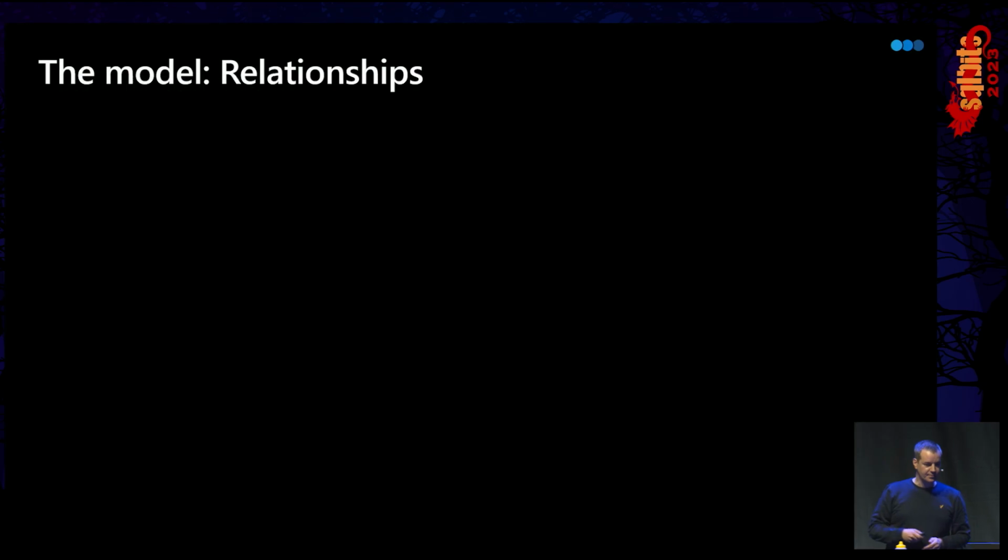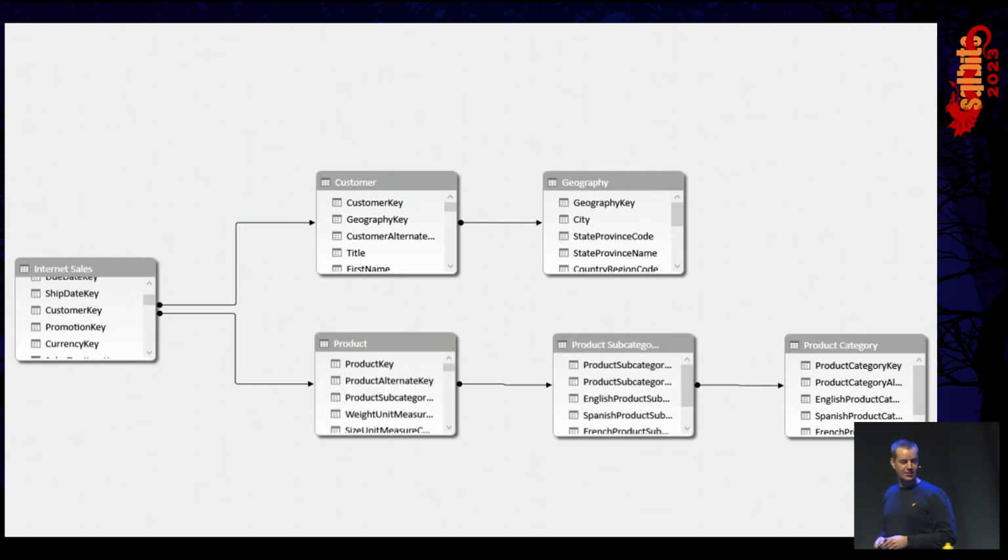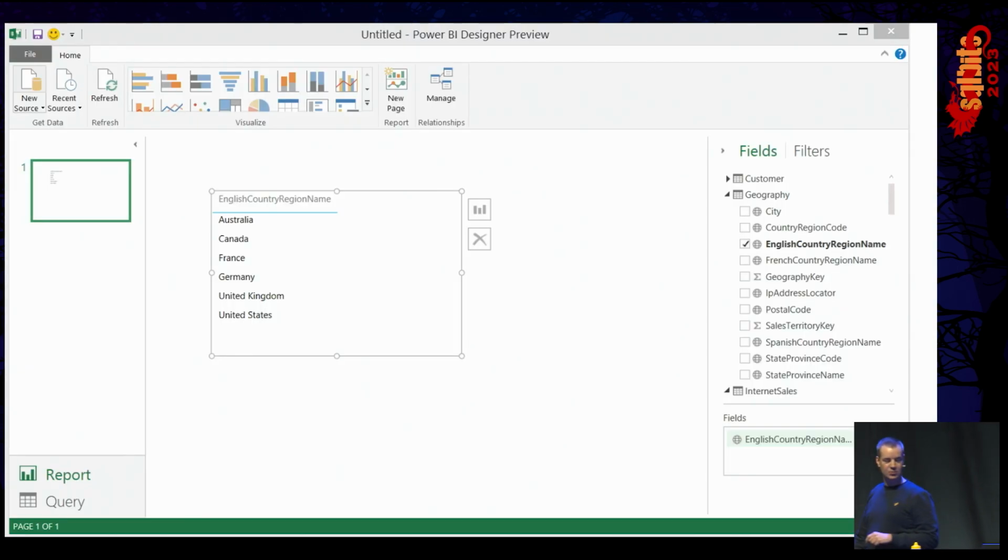All right, 5 minutes left. The model and the relationships. So this is another interesting part. Relationships are very important. The way that you store data in the model is very important too. So imagine we have a model like this, where you have internet sales, customers, geography, product subcategory. So let's say we create a visual. I like these really old slides. This is the Power BI Designer. Long time ago. This is still slides from that time. But nothing really has changed in this area.